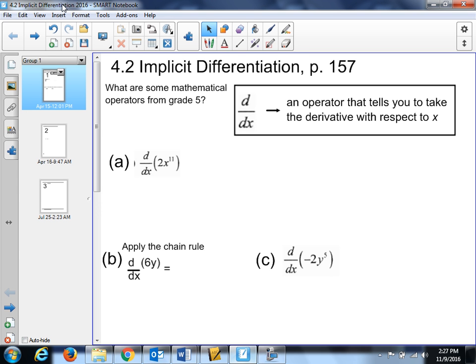Implicit is sort of within. Sometimes you've got to read between the lines. Well, implicit, you'll see sort of an analogy here. Now, first of all, operators. What are some mathematical operators from grade 5?